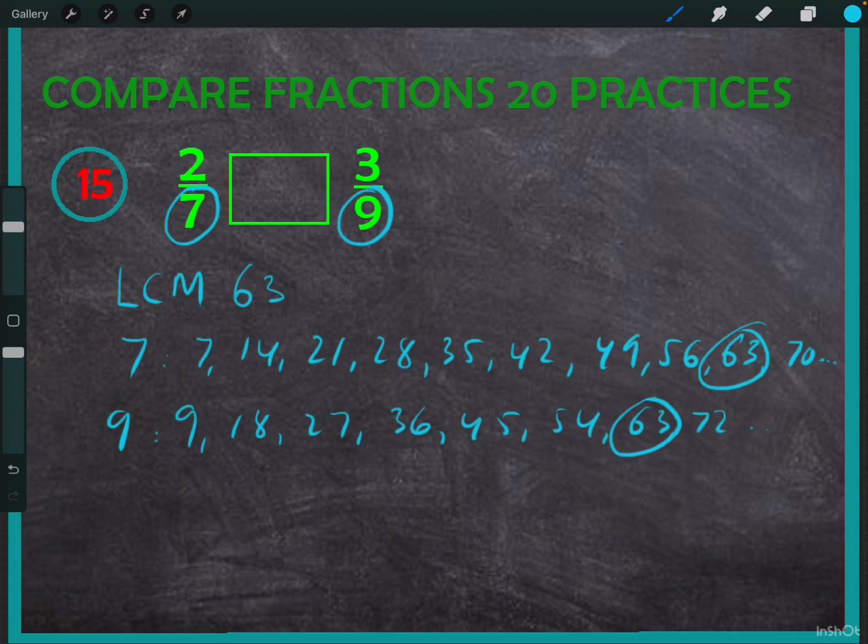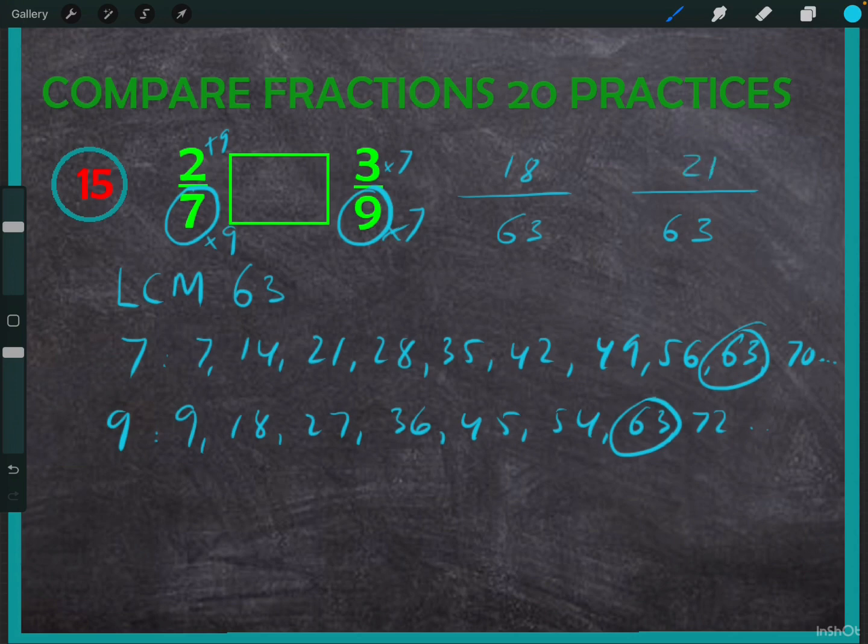From here, we will convert the two original fractions into two new fractions with 63 in the denominator. The first fraction, we must multiply 9 by 7 to get 63, and when we multiply 9 by 7, we must multiply 9 by 2 to keep the fraction equivalent. 9 times 2 is 18. 18 over 63 is the equivalent fraction of 2 over 7. For the second fraction, we must multiply 7 by 9 to get 63, and also we must multiply 7 by 3 to get the equivalent fraction. 7 times 3 is 21.